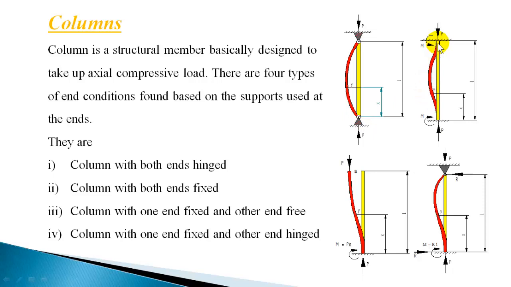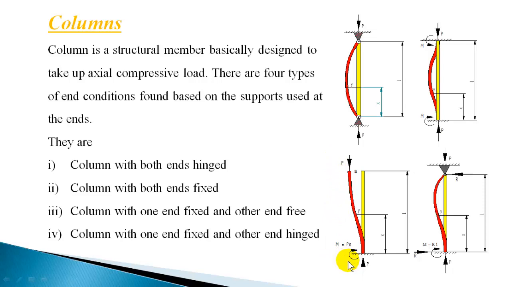Now the second type is both ends fixed. The column is fixed at both ends. So there is no rotation allowed, no movement allowed. So it is fixed in position and direction. So both ends are fixed in position and direction. So you can say the column with both ends fixed, or both ends are fixed in position and direction.